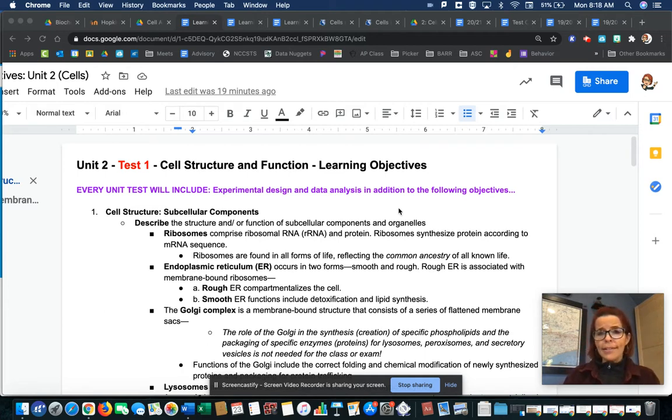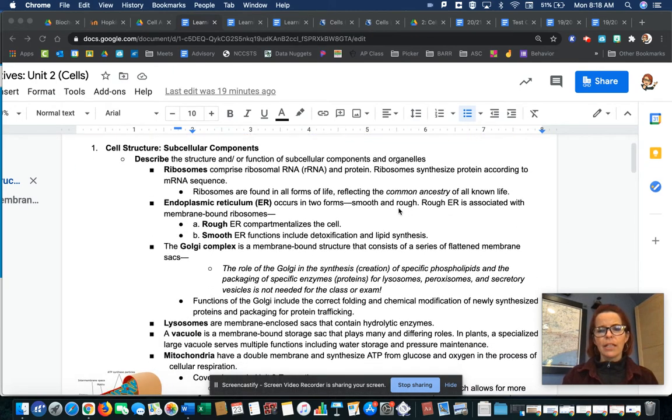Okay, next, let's go ahead and talk about what they have, and I'll try to demystify some of the complicated parts of these objectives. First of all, it says the cell structure and subcellular components: describe the structure and/or function of the subcellular components and organelles.